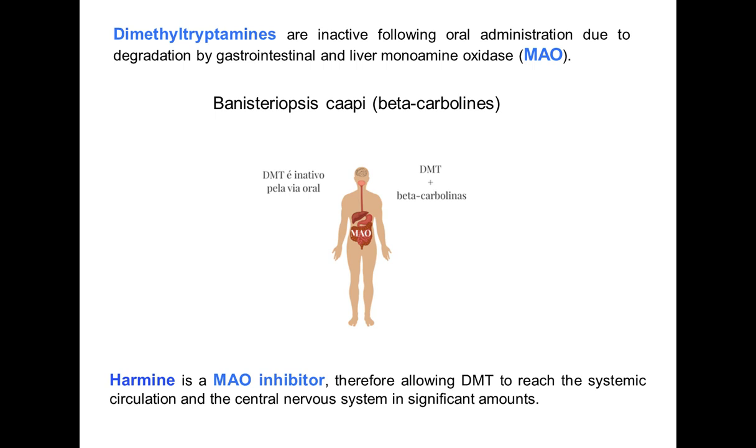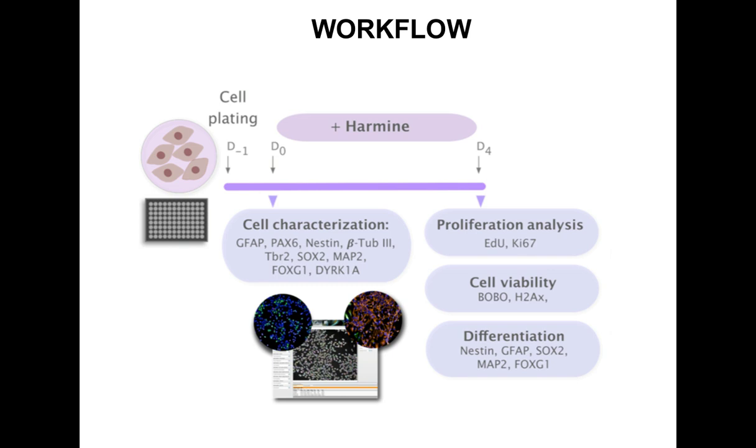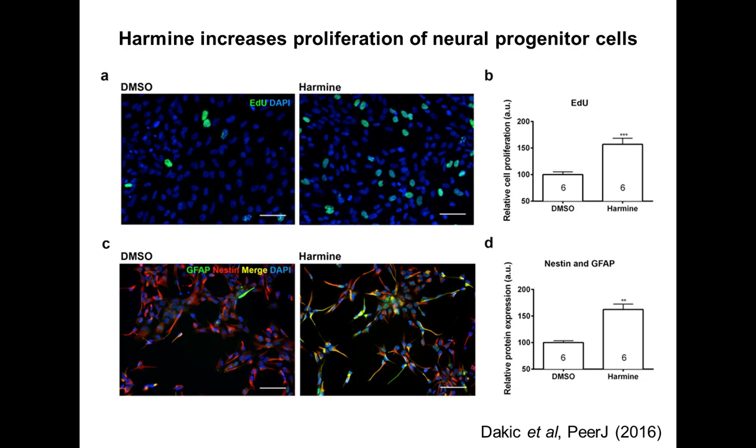But we decided to see if harmine would be able to have any direct effect in the brain or in cells from the brain. So in order to do that, we started testing the effect of harmine in neural stem cells derived from iPS cells. In this slide, you are seeing the workflow that we used for the first tests. Basically, we plated the neural stem cells, and then we exposed them to harmine. And after different periods of time, we tested for proliferation, cell viability, differentiation, etc.